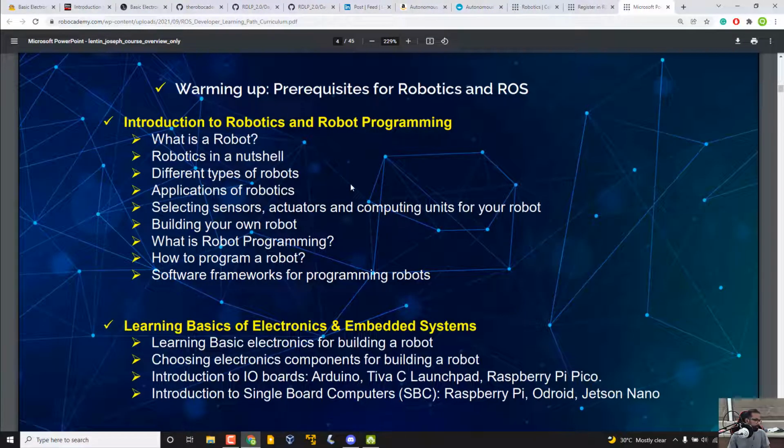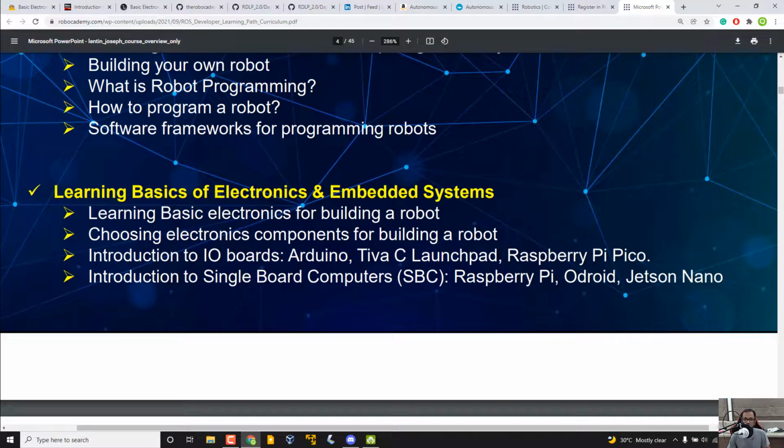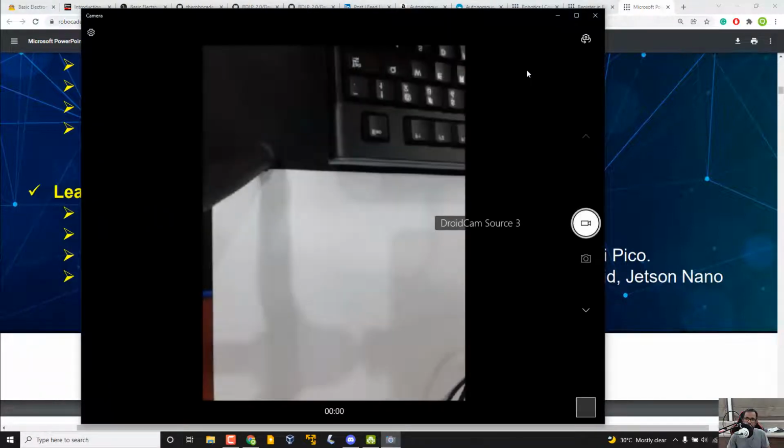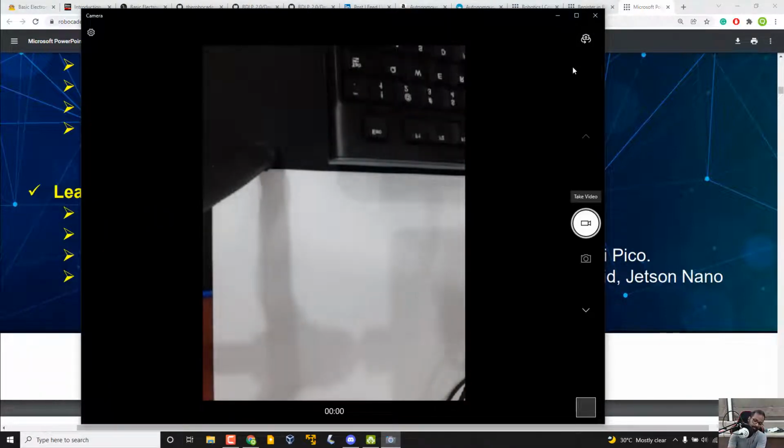Okay. So now we can jump into the next chapter, which is basics of electronics and embedded systems. I'm not teaching a lot of stuff, but I know what are the basic things we need to build a robot. Maybe I can also show you a robot that I have now. Just a second. Let me move the robot here.